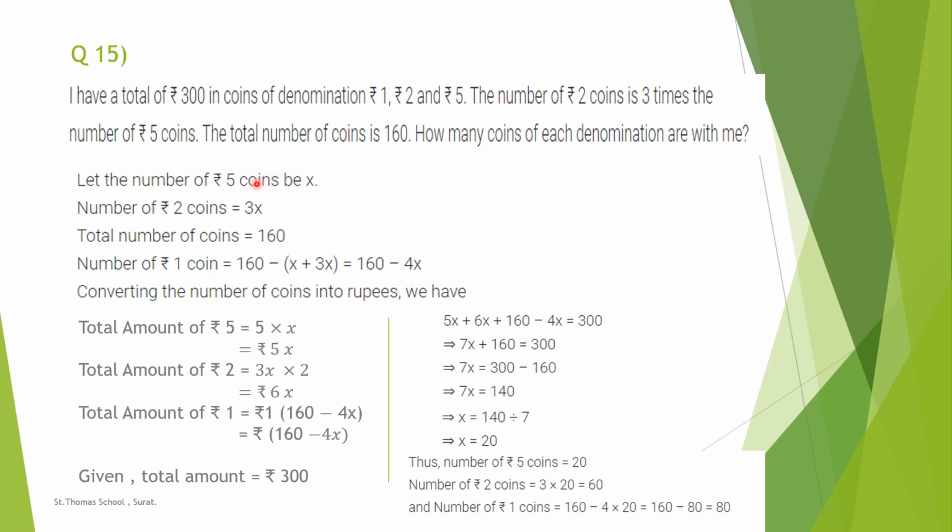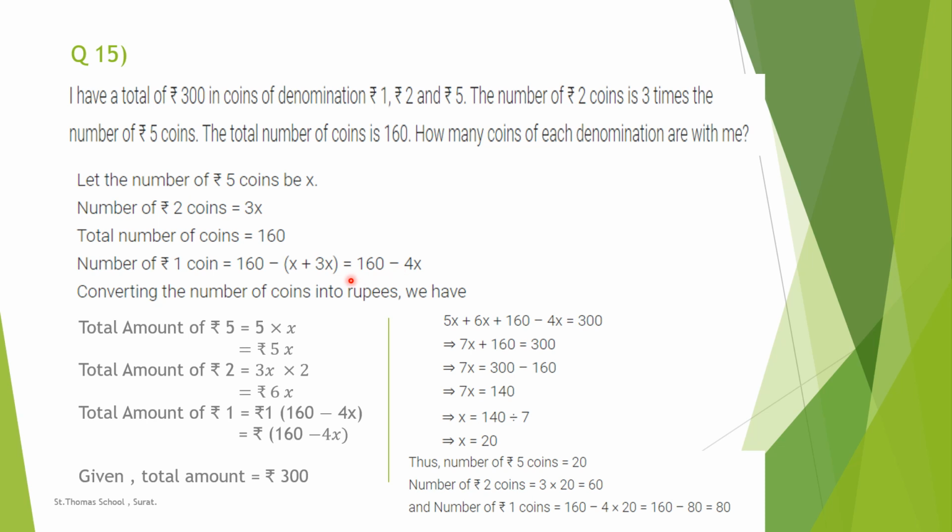So first we will add 5 rupee coins and 2 rupee coins. Then we will subtract from the total number of coins. That is 160 minus x plus 3x. It's clear? They have only 1, 2 and 5 rupee coins. So 5 we have taken x and 2 we got 3x. So how can you find 1? Total 160 coins. From this total number of coins, we will subtract the 2 rupee and 5 rupee coins. It's clear?